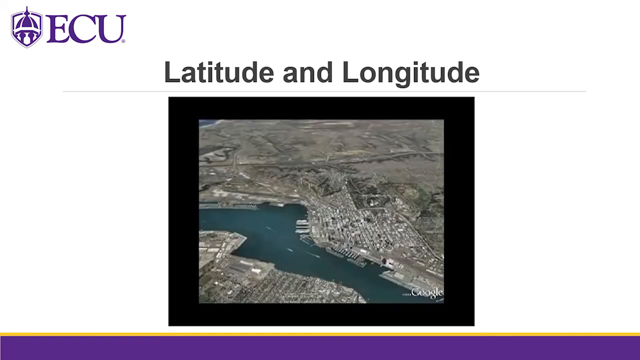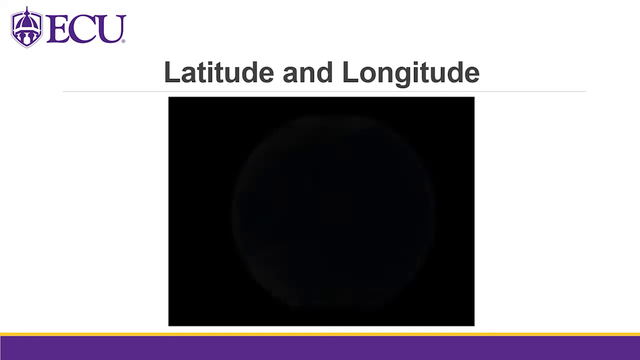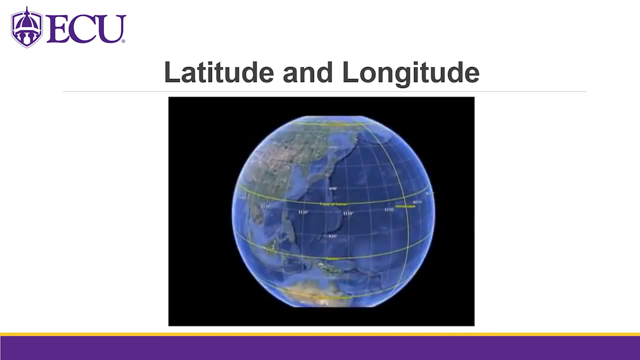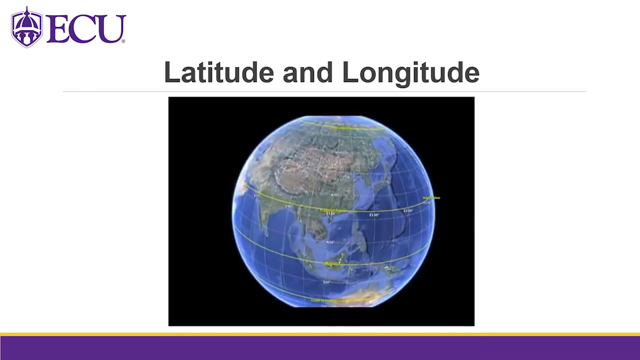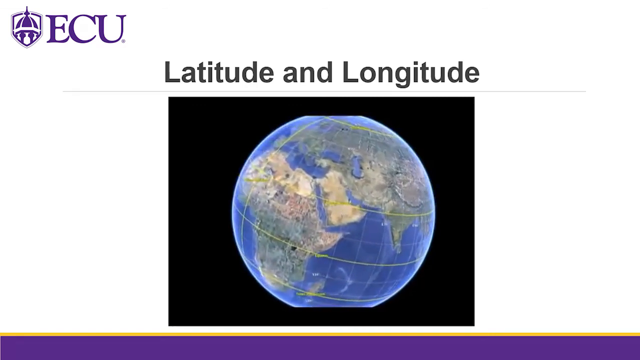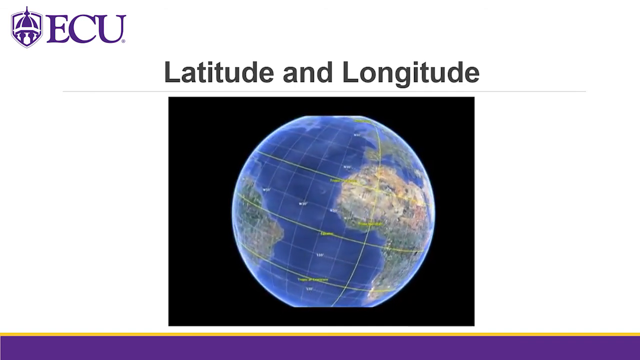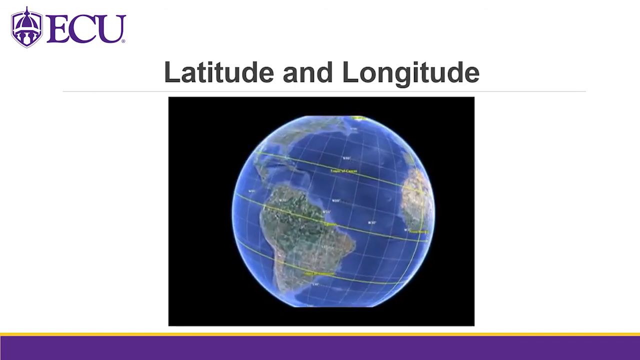Using latitude and longitude, the precise location of San Diego can be written as 32 degrees, 42 minutes, 54 seconds north latitude, 117 degrees, 9 minutes, 25 seconds west longitude. Parallels of latitude and meridians of longitude form an invisible grid over the Earth. This grid is measured in degrees, minutes, and seconds, and it allows us to pinpoint exact locations anywhere on the face of the Earth.